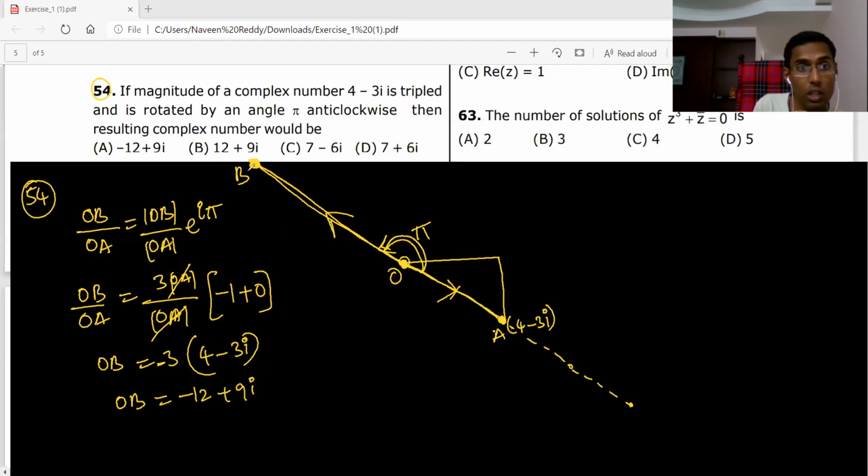So now the vector B, the resulting complex number B, equals what? The vector form I wrote was OB, but this B, the resulting number, will be minus 12 plus 9i. So minus 12 plus 9i, option A.